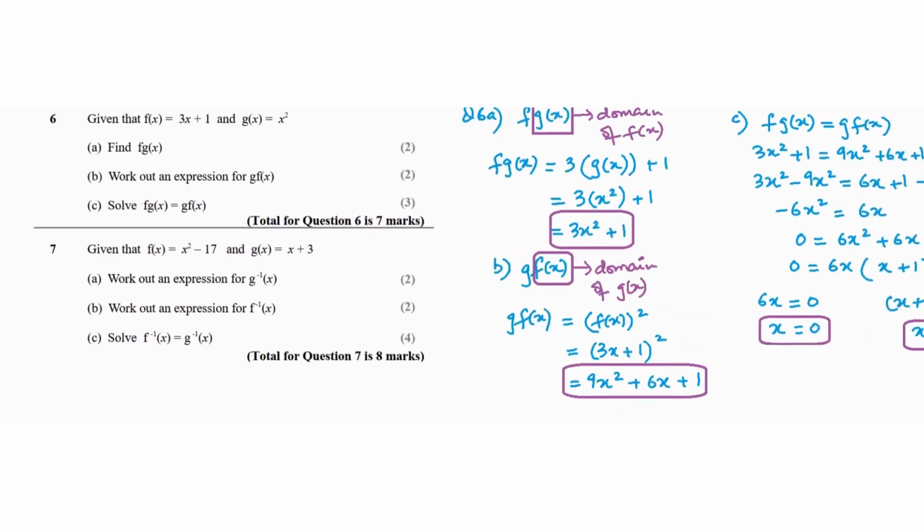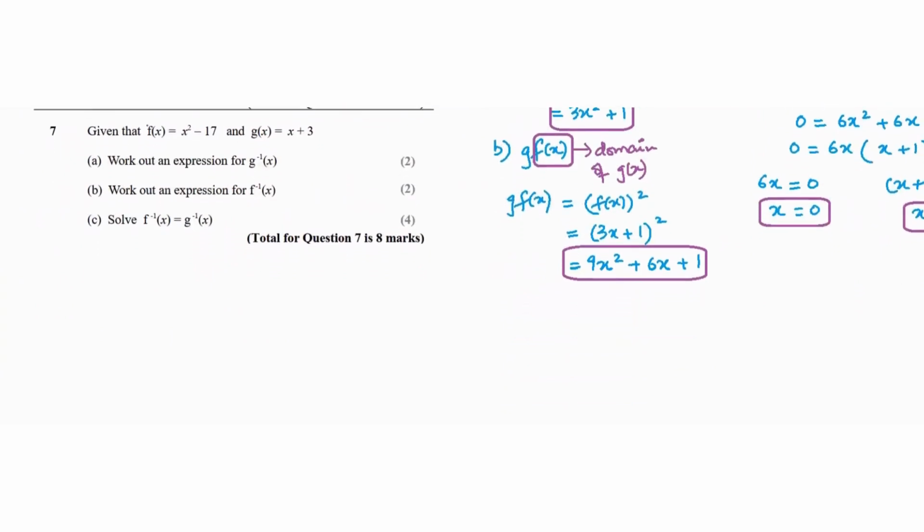In question 7, it says, given that f of x equals x squared minus 17 and g of x is x plus 3. Work out an expression for g inverse, f inverse, and then solve by putting each of them equal to each other. So for the first one, g of x is given as x plus 3. Put y equals g of x. That means y equals x plus 3.